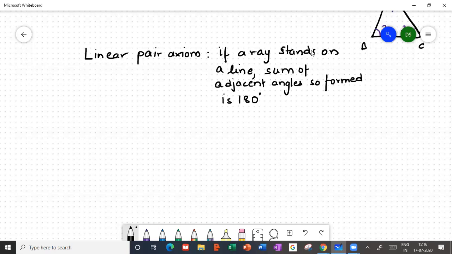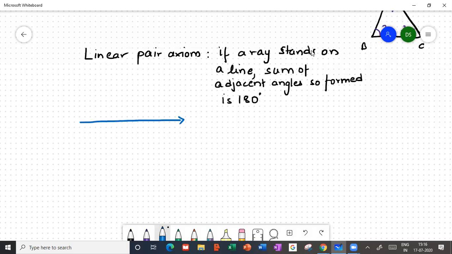Okay, so now the basic scenario which we saw was a line AB. I draw one ray, let's say ray PQ. This is a ray PQ which is standing on the line AB, and I can say angle 1 and angle 2 are adjacent, correct? So what can I say here? Angle 1 plus angle 2 is equal to 180.